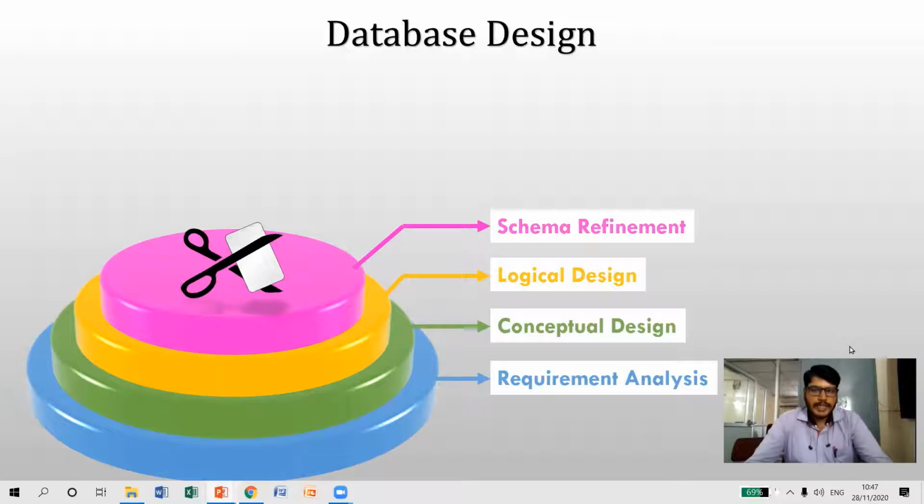We are still checking whether there are any duplications available. We will try to reduce the duplication entries. We are going to remove unwanted columns. So this refinement process is known as normalization.